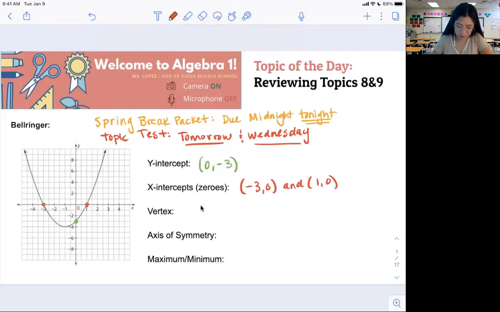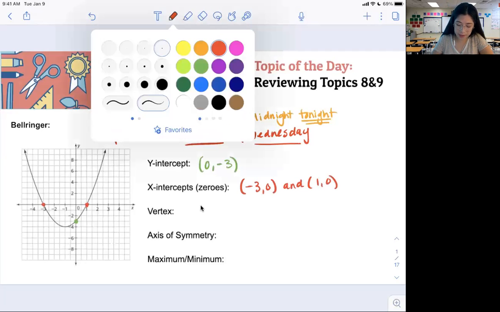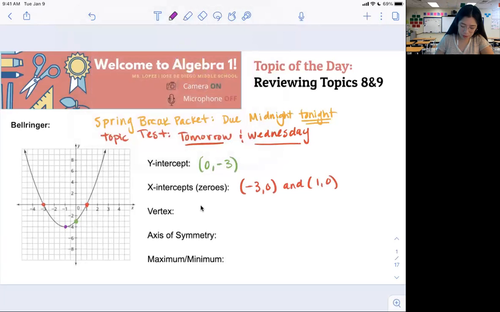Good, Guillermo, nice job. Remember that when you give me the vertex, it's very important that you give me the full coordinate point. Oh, so I missed the vertex. I didn't even see it. Oops, that's okay. So remember, it's -1, comma, -4. You got to give me both numbers so that I know exactly where it is.